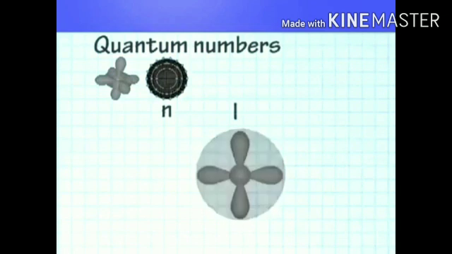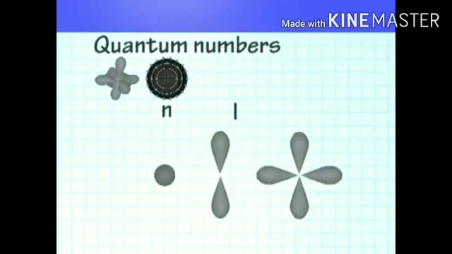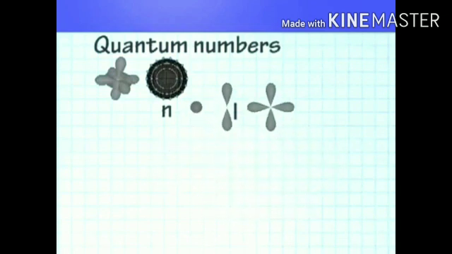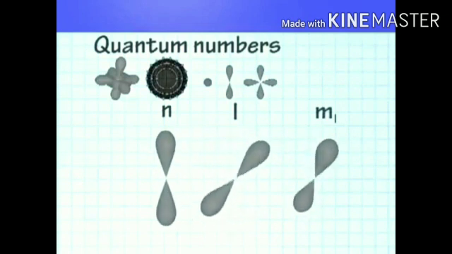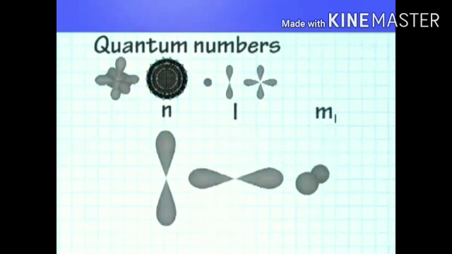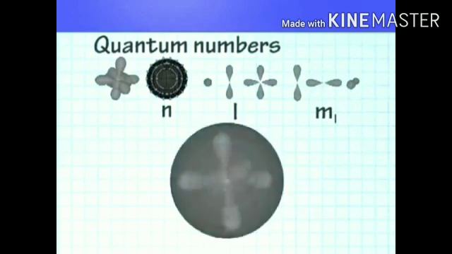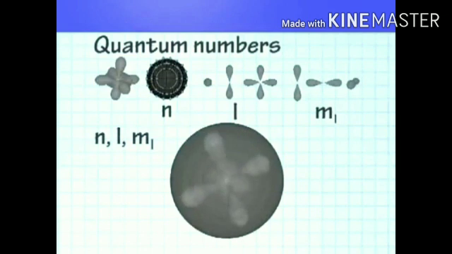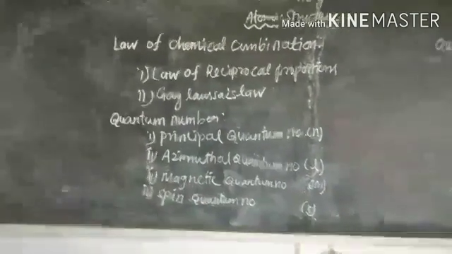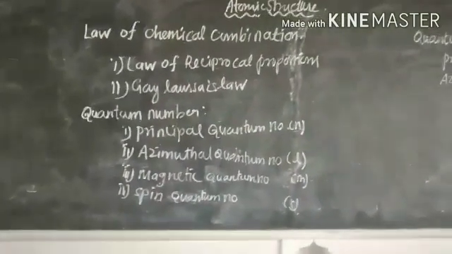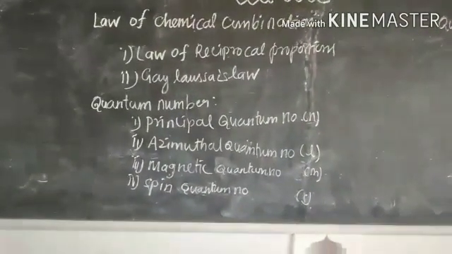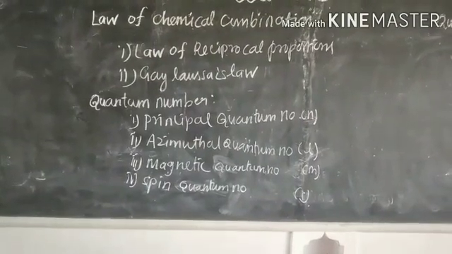Energy shells are divided into subshells called the angular momentum quantum number, labeled as L, which are further divided into subshells called the magnetic quantum number, labeled as ML. Together, quantum numbers N, L, and ML specify an electron's orbital, another word for its location in the electron cloud. From this video, you can definitely know about the law of reciprocal proportion and also learn about Gay-Lussac law.